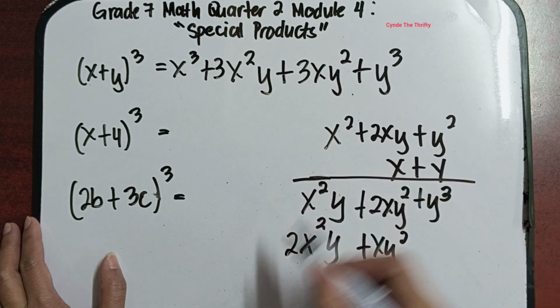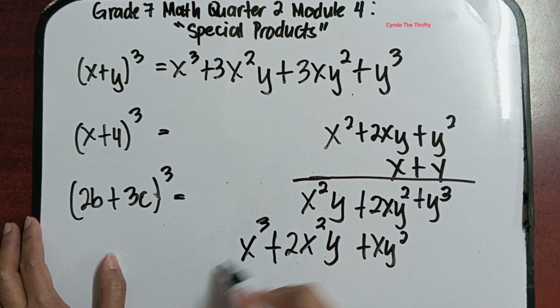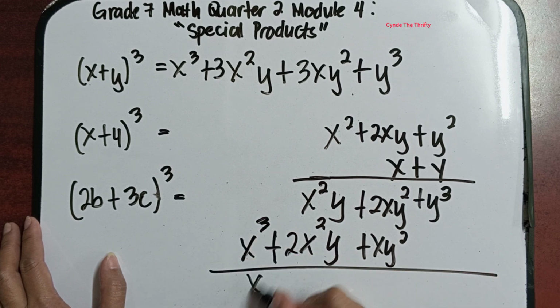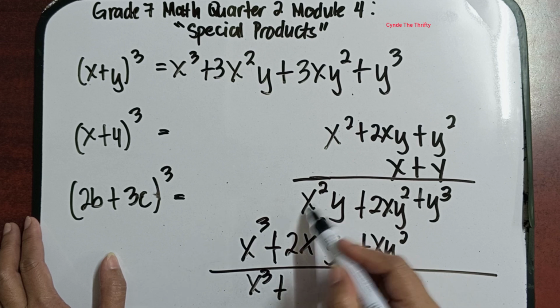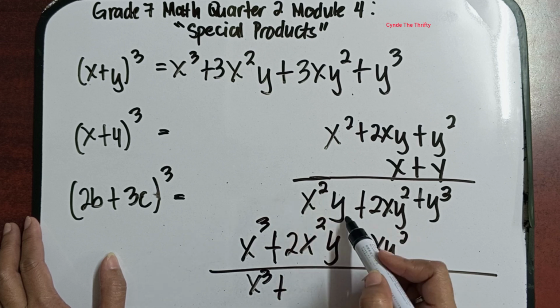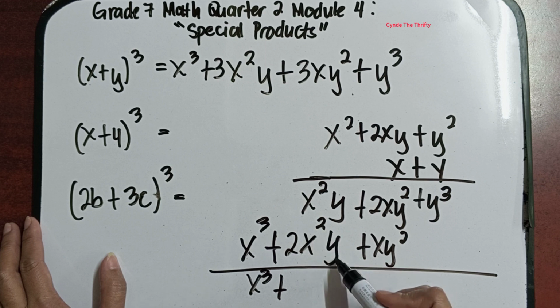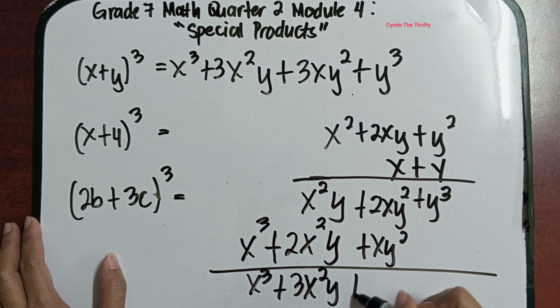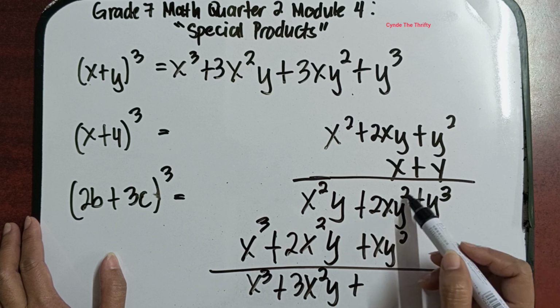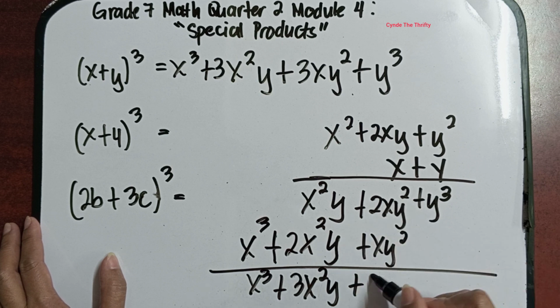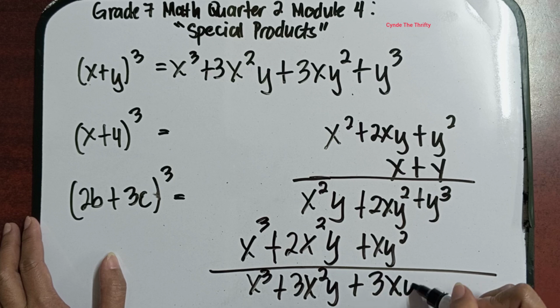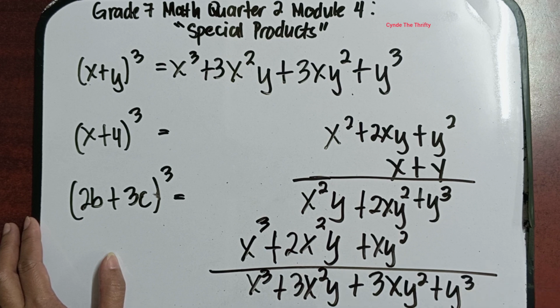And x times x squared is equal to x cubed. Okay, so i-add na natin siya. So x cubed plus x squared plus 2x squared y plus 2x squared y is equal to 3x squared y plus 2xy squared plus xy squared is equal to 3xy squared plus y cubed. Okay, pareho ba sila? So, x cubed, 3x squared y plus 3xy squared plus y cubed.